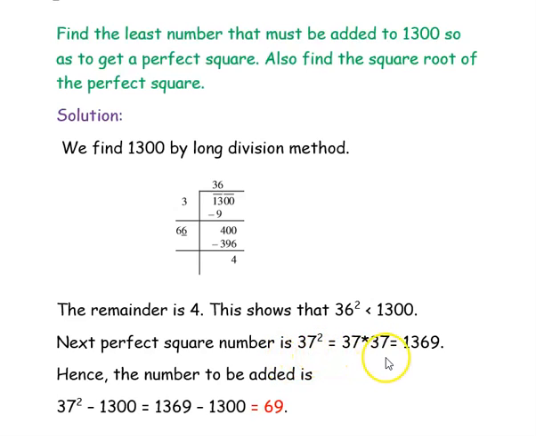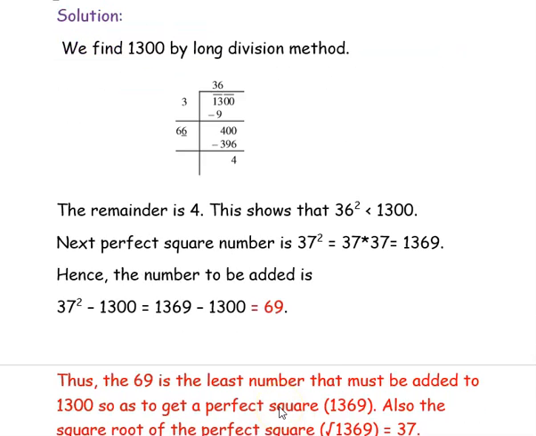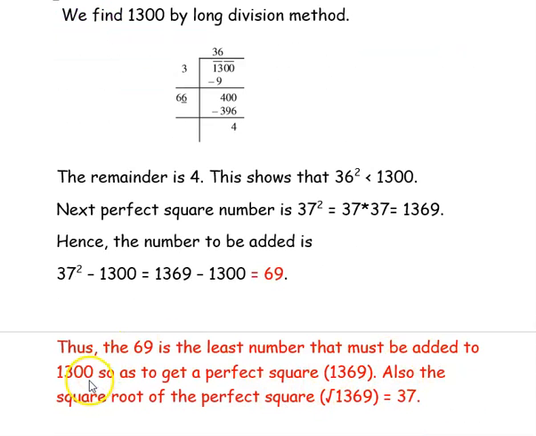So 37 into 37 is 1369. The number to be added is 1369 minus 1300, which is 69. So thus 69 is the least number that must be added to 1300 so as to get a perfect square. So the perfect square is 1369. Also the square root of the perfect square number is 37.